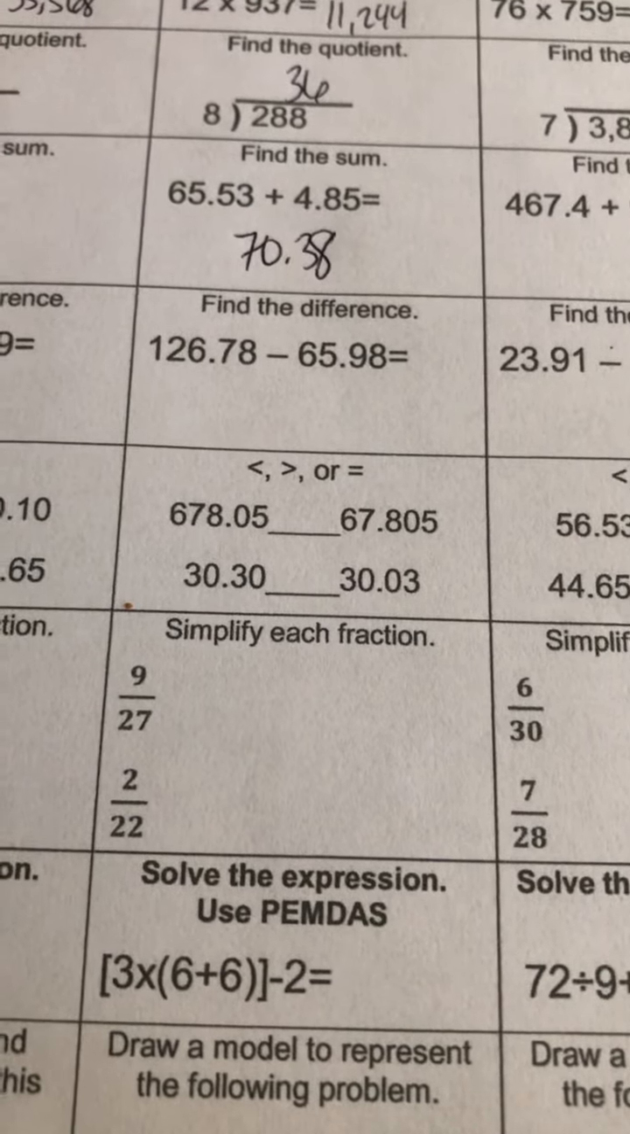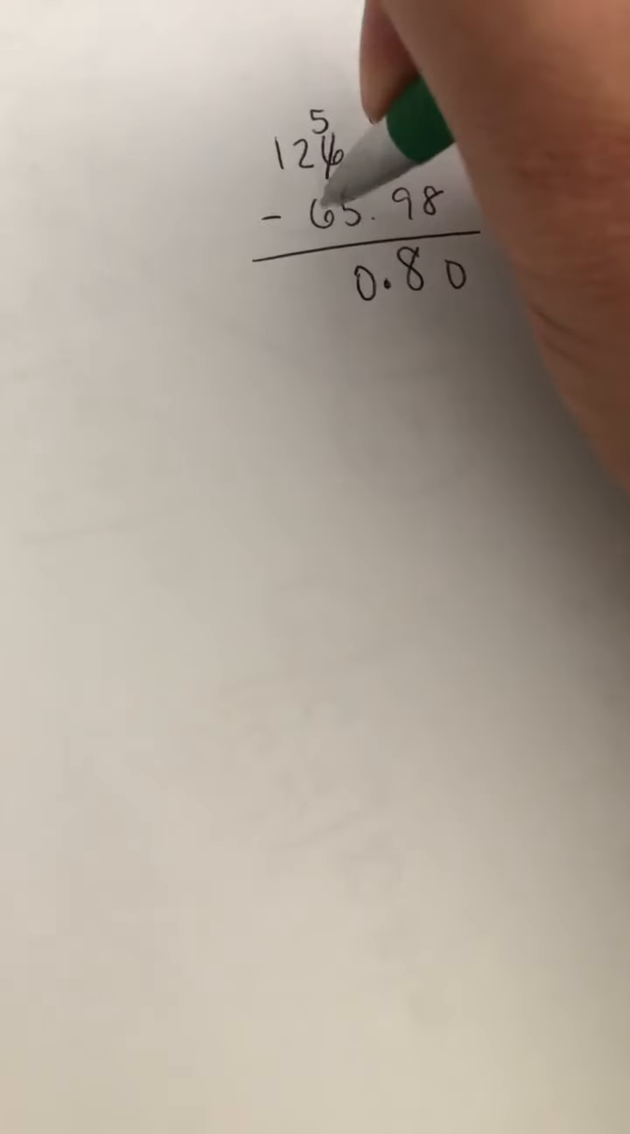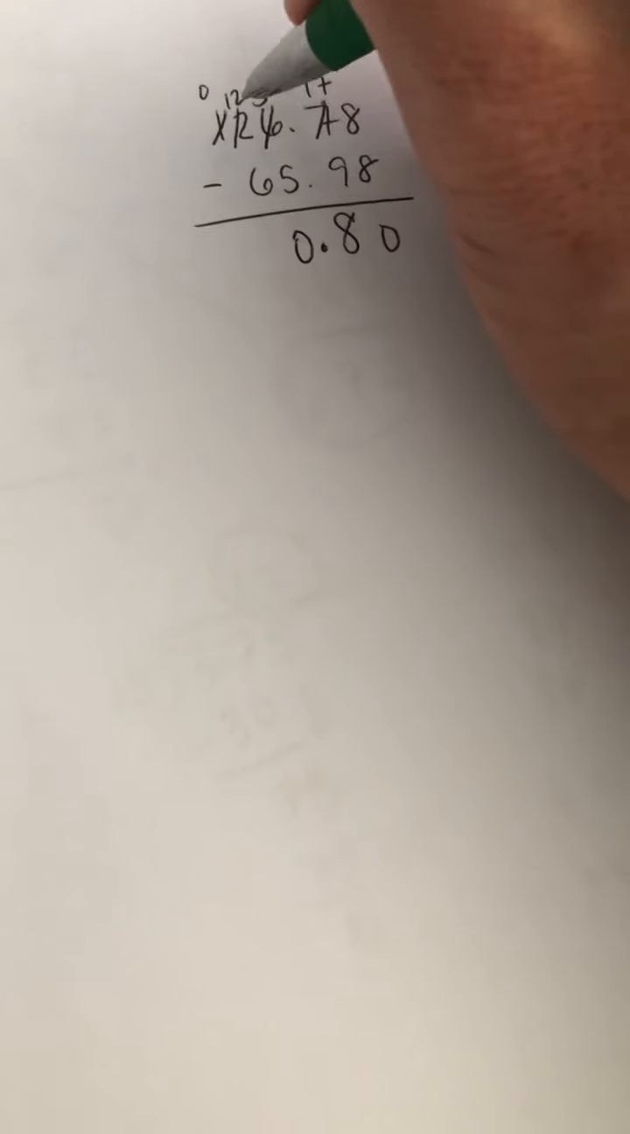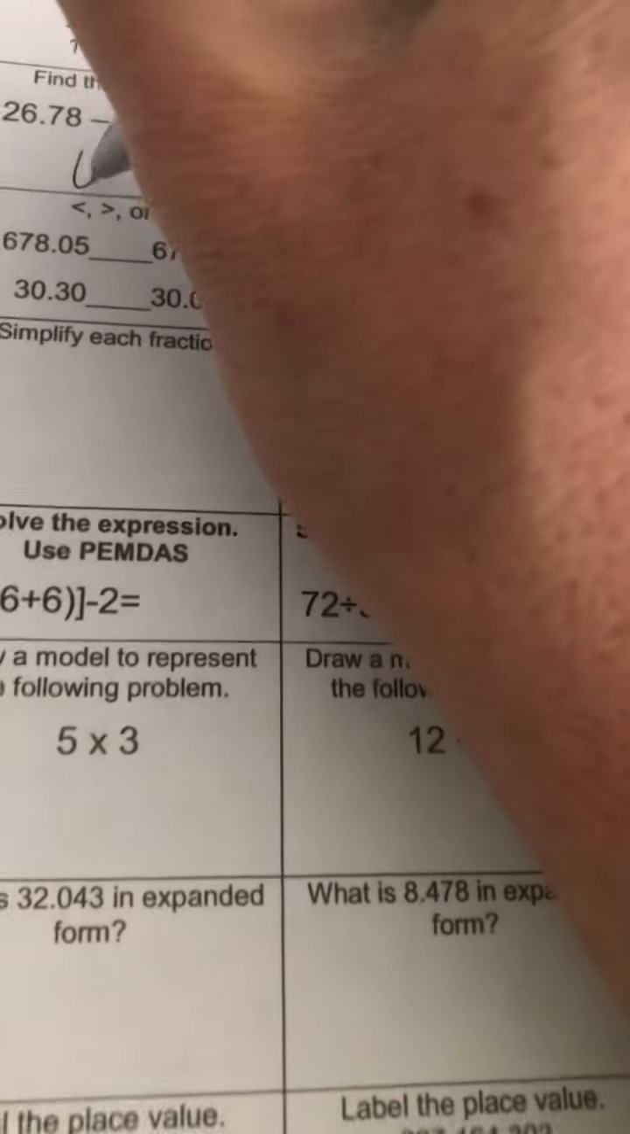Let's find the difference. 126 and 78 hundredths minus 65 and 98 hundredths. I've already written that down. Again, lining up your place values. Go ahead and bring your decimal down. 8 minus 8 is 0. 7 minus 9, you cannot do. I'm going to borrow from this place value. It becomes 5. This becomes 17 tenths. Minus 9 is 8. 5 minus 5 is 0. And then 2 minus 6, I cannot do. I'm going to borrow. That becomes a 12 minus 6. 60 and 80 hundredths.